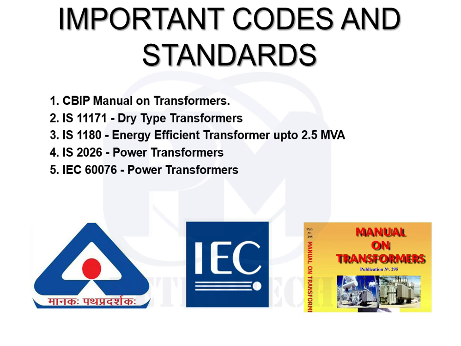Second, for dry type transformers, we use IS 11171. This is exclusively for dry type transformers. Energy efficient transformers up to 2.5 MVA shall be designed as per IS 1180. Any other rating beyond 2.5 MVA has to be designed either by IS 2026 for the Indian standard or IEC 60076, which is for power transformers. So IEC 60076 is the IEC version, and its relevant Indian standard is IS 2026.